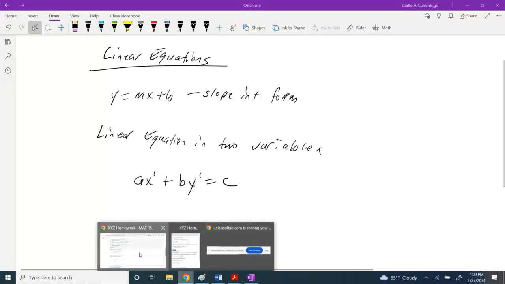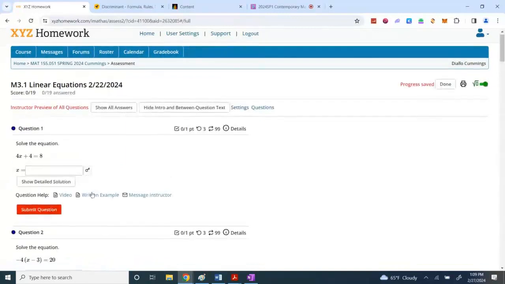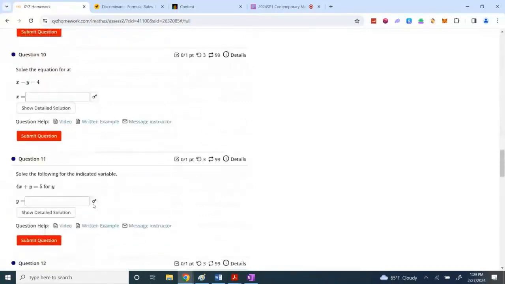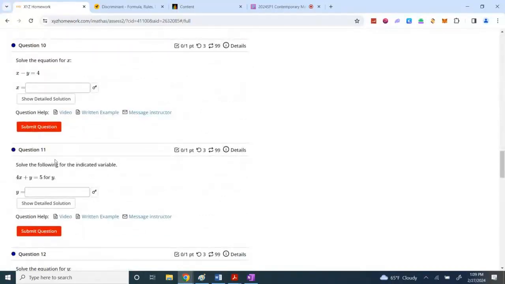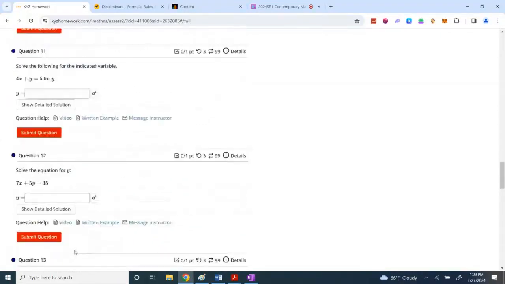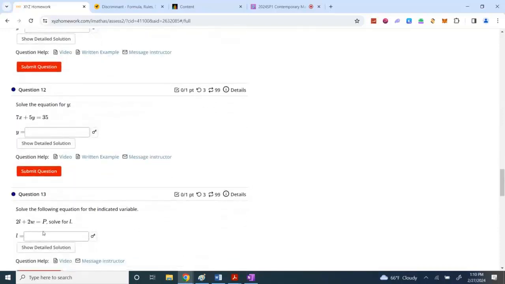Okay, so I'm going to go into section 3.1, and I actually want to start with problems number 11, 12, and 13. These problems are a little bit different. They don't actually ask you to solve the equation for a numerical value. Question 11 says that they want you to solve this for y, 12 also wants you to solve it for y, and 13 says solve for L.